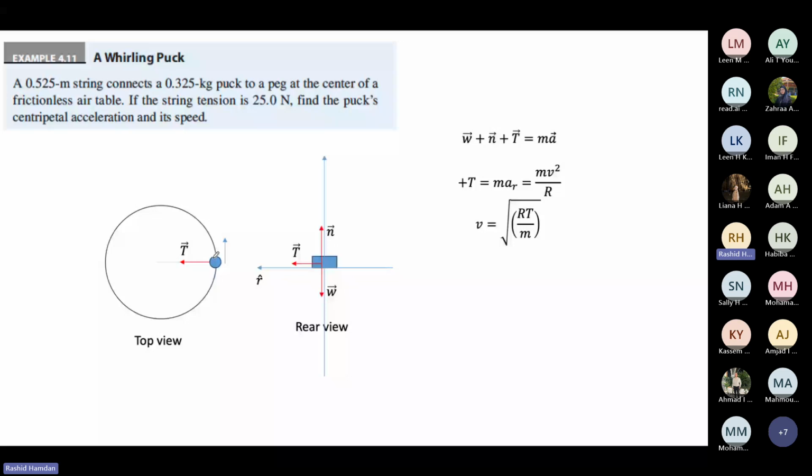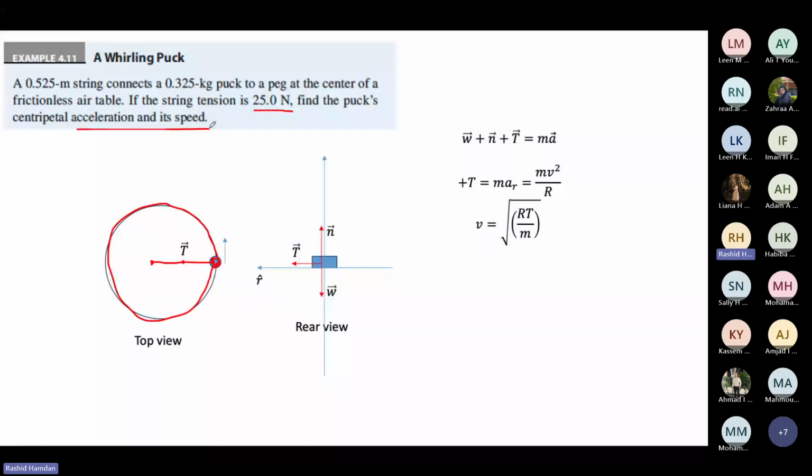I have the puck and I'm connecting it with a wire to the center here. The tension in the string is 25 newtons, so they give me the tension. And the puck is actually rotating around, so it's going around in a circle. If we look from the top view, I would see a circle going around. Find the puck's centripetal acceleration and its speed.